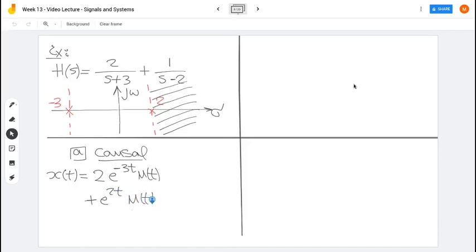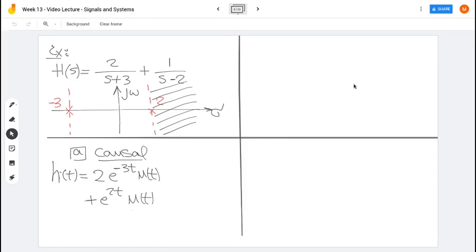And as you can see over here, it's right-sided, so it's causal, but the problem here will be with this term. As t goes to infinity, e to the power 2t will go to infinity, so it's a growing exponential, which means the system is not stable. Of course, this is h of t, not x of t, it's the impulse response. So the impulse response will be growing exponentially and hence it will not be stable.